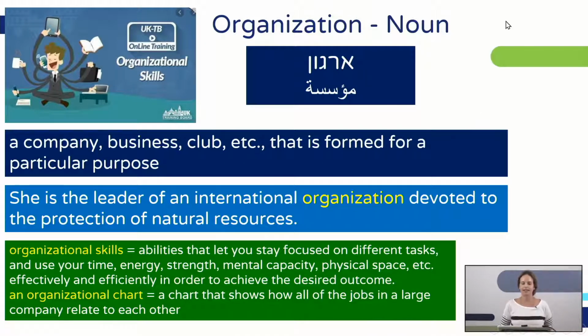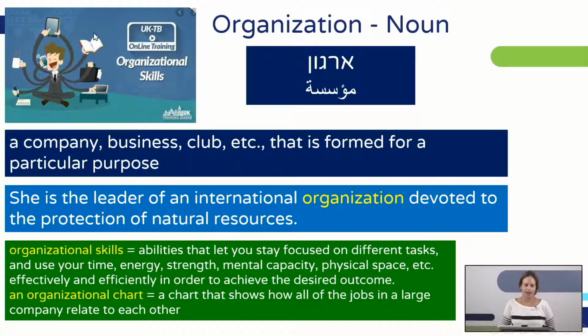Organization. Organization is a noun. The word in Hebrew is ergun. Okay? It is a company, business, club, etc. that is formed for a particular purpose. Okay? An example of a sentence would be, she is the leader of an international organization devoted to the protection of natural resources.